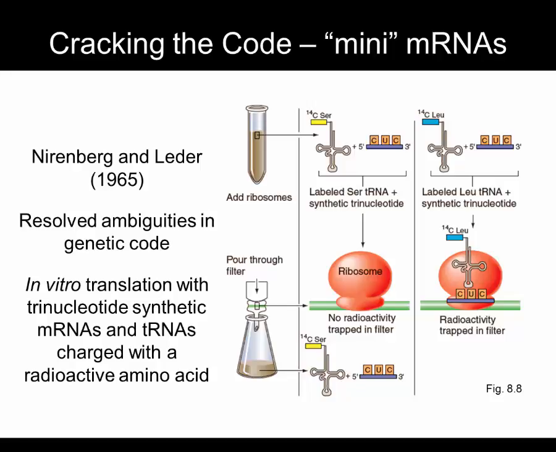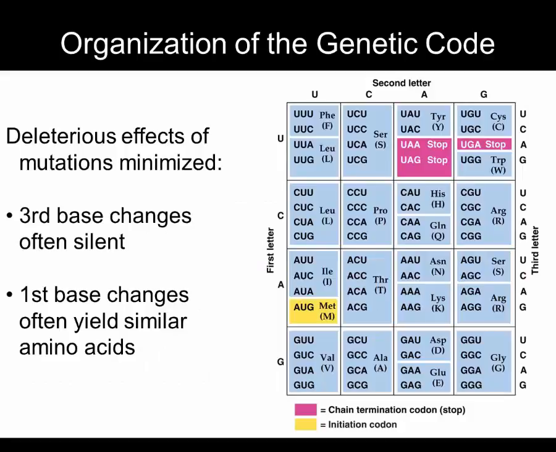But when you mix CUC trinucleotides with the leucine tRNA, they pair, associate with ribosomes, and don't pass through the filter. This tells us that CUC is a leucine codon. In this way, they were eventually able to assign every codon in the table.